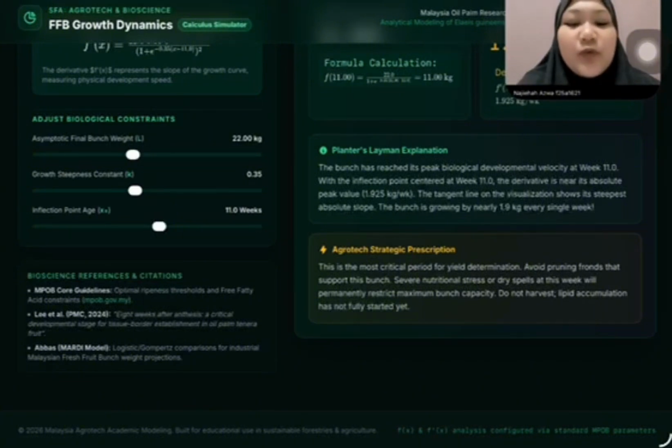One recommendation to improve this web page is adding more advanced features such as replanting data, weather monitoring, an AI prediction system, and better mobile responsiveness. This would make the project more practical and interactive for users. In conclusion, our project combines bioscience and calculus to study the growth dynamics of oil palm fresh fruit bunch. Using logistic growth and derivative helps us understand the fruit development process and identify the fastest growth stage.